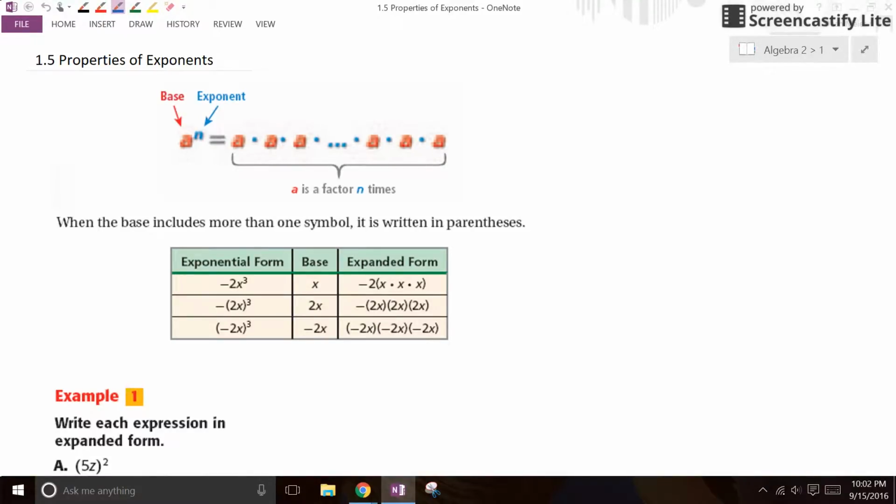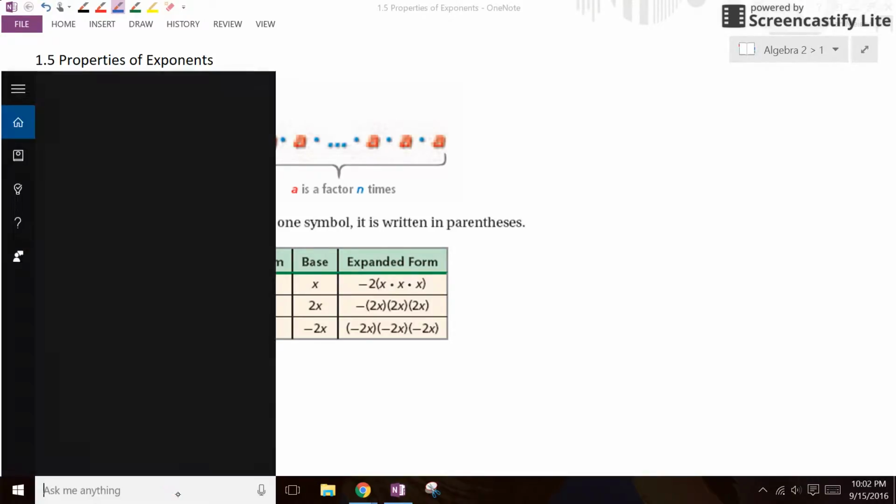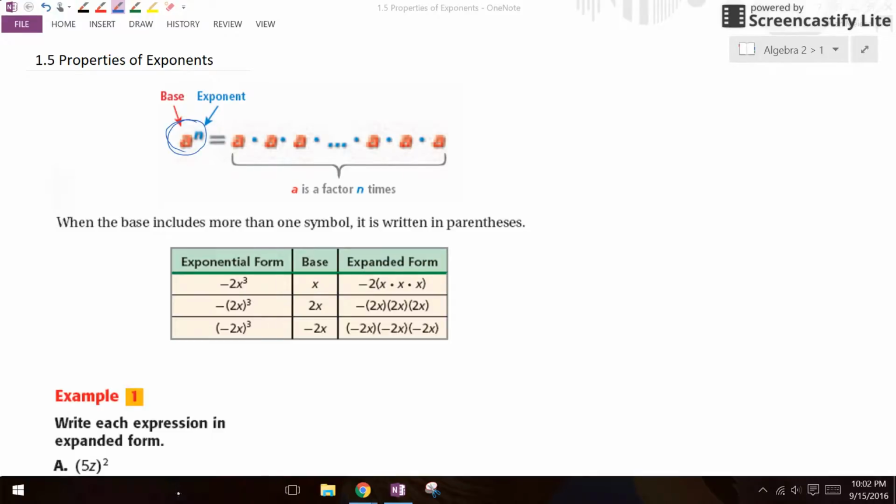You know that powers have a base, and they have this, which is called an exponent. And that just tells you how many times to write that base. That's all it is. Now, be careful.